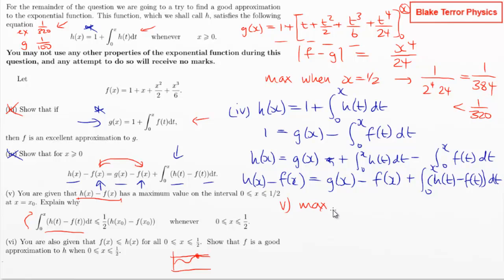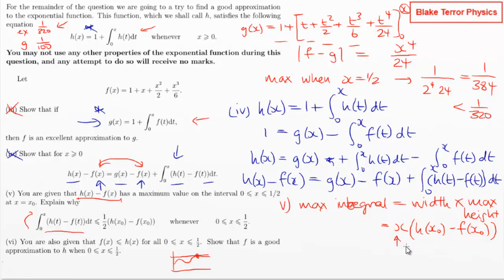So the maximum integral is equal to the width times the max height. Now in this case, the width is x and the maximum height is h of x0 minus f of x0. So we've got x times h of x0 minus f of x0. That's the most we can get. So this integral is, well, I suppose overall, x can't go above a half. So the max x equals a half.